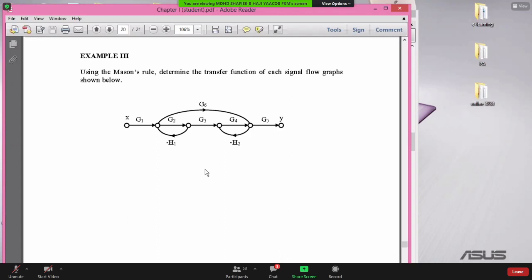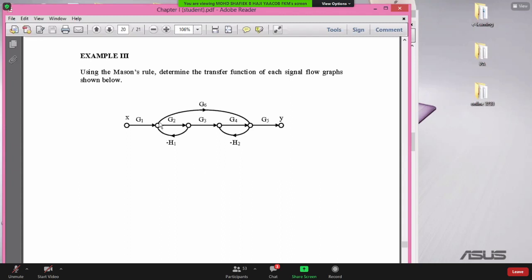Okay, first you need to determine how many forward paths, how many ways you can go from input to the output. You can go forward, straight ahead, G1, G2, G3, G4, G5. There's one forward path. The second forward path is G1, G6, and G5. So you have two forward paths here. How many loops do you have? You have one loop here, G2 minus H1, that's one loop. And there's another loop here, G4 minus H2. So you have two forward paths and two loops.